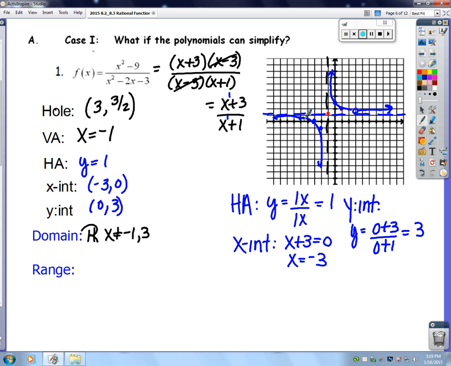No, we got to do the range. Let's talk about the range. So the range here is all reals, but y cannot equal the asymptote value, 1, and also the hole value, 3/2. So don't forget about the holes in your domain and range.